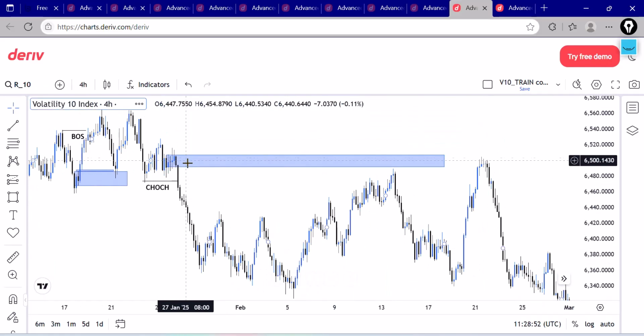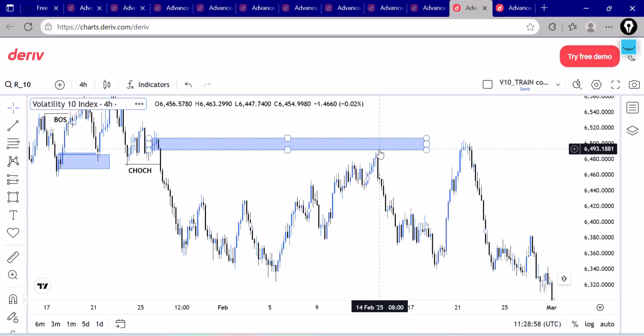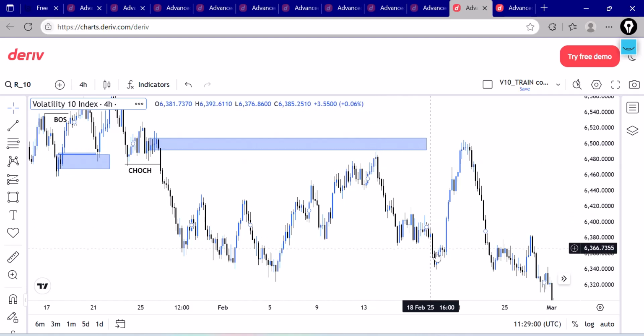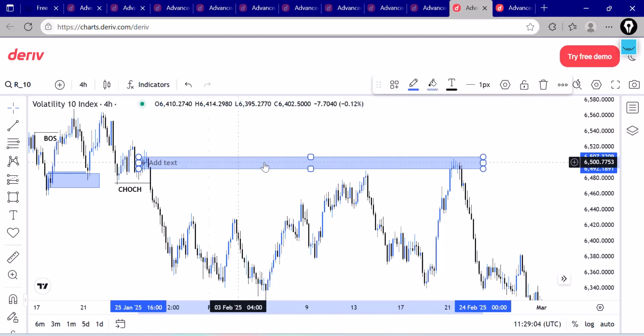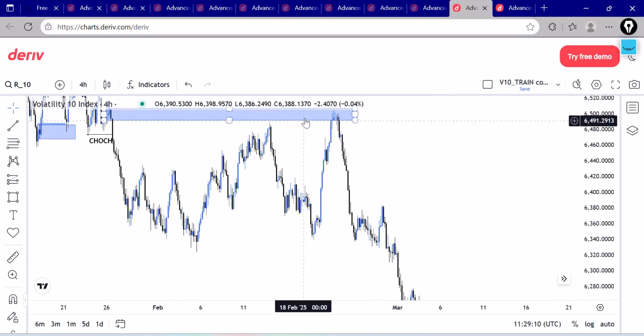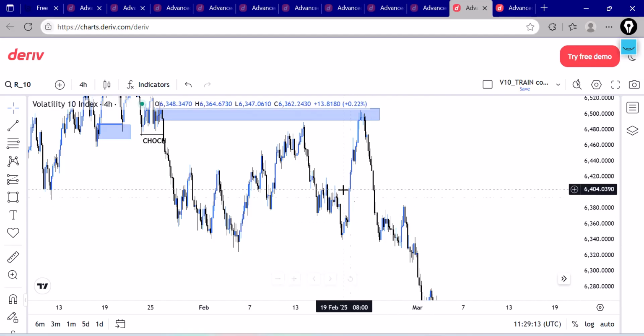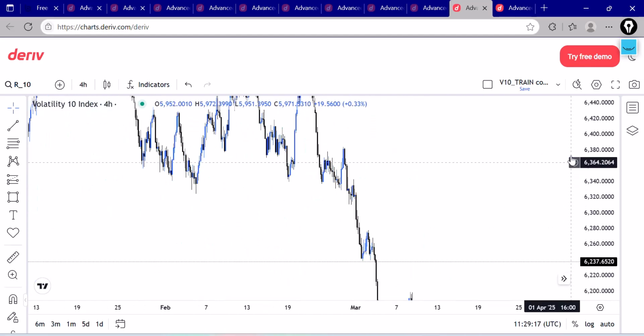So we wait for price to come. So this is what the price market was doing. It didn't enter our zone here, but when it got to this point, it came to that valid zone. So the moment price got to that zone, it sold massively. So this is a valid supply zone.